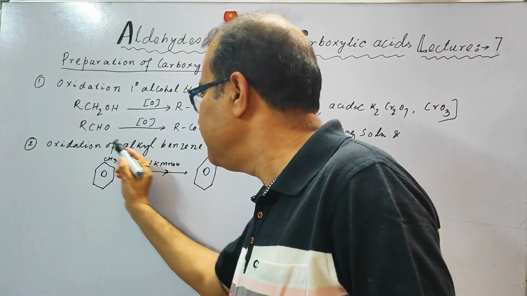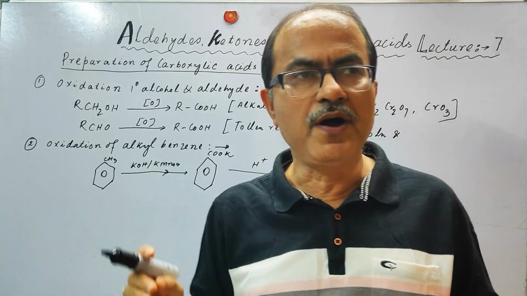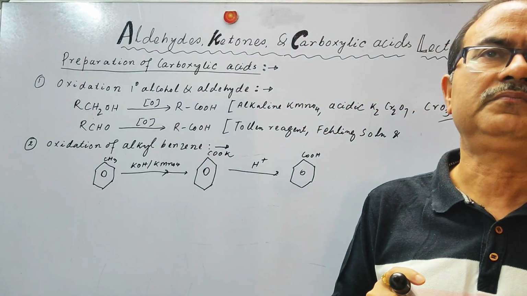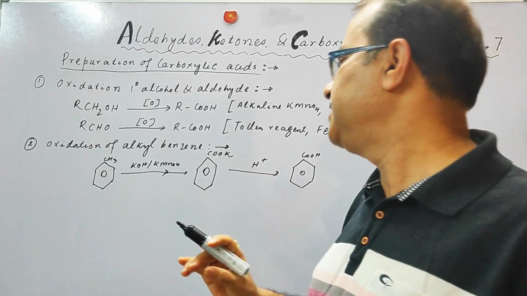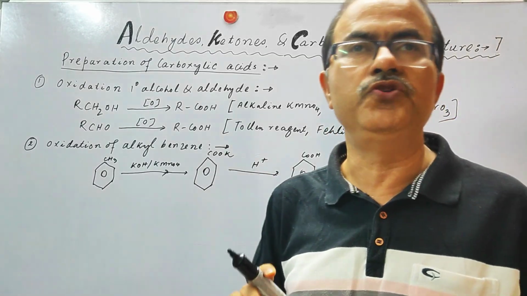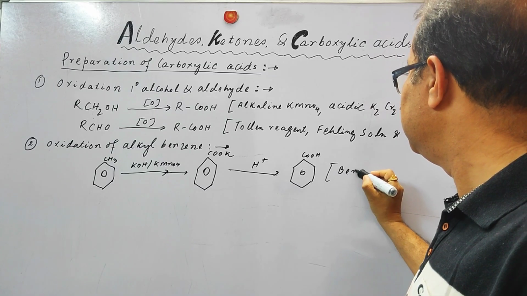The side chain can be ethyl, it can be isopropyl, it can be tertiary butyl, and the result will be the same, that we are going to produce the benzoic acid. This is benzoic acid.